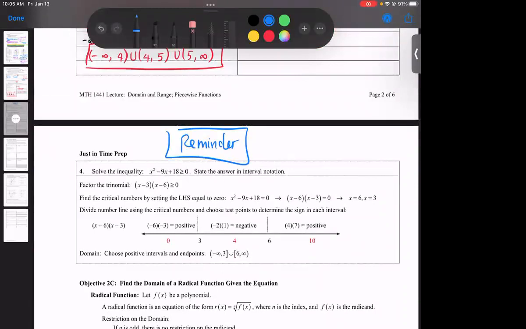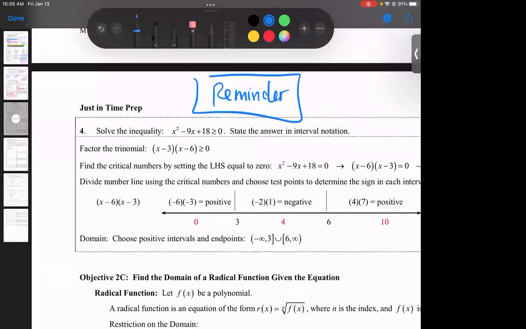Do you guys remember how to solve inequality? If it's an equation, that's easy, right? You factor, you set each of these binomials equal to 0, and then x cannot be 3, x cannot be 6, you're done, right? But for the inequality, your answer is going to be an interval, not a number, right? So it involves a little bit more. Let me remind you, what do we do?